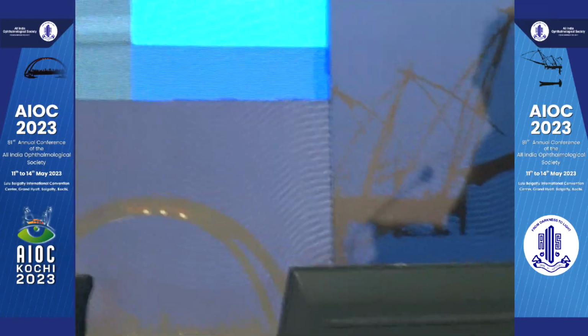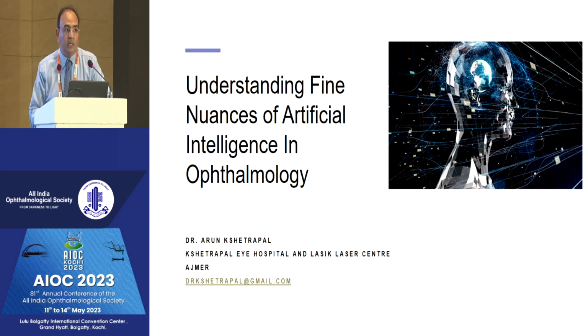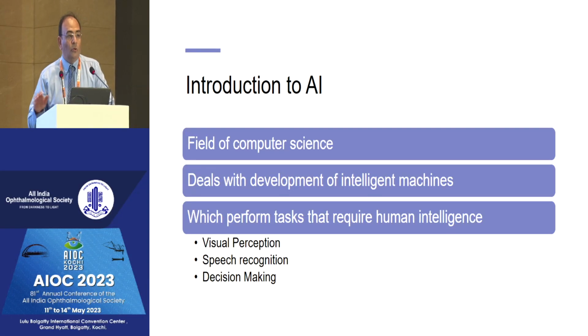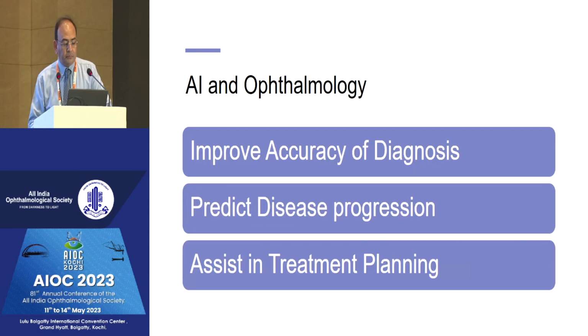I'll be talking about understanding fine nuances of artificial intelligence and its applications in ophthalmology. So, just a small introduction. AI is basically a field of computer science which deals with the development of intelligent machines, which perform tasks that require human intelligence, such as visual perception, speech recognition, and decision making. Artificial intelligence has improved accuracy in diagnosis, predicting disease progression, and has assisted us in treatment planning.